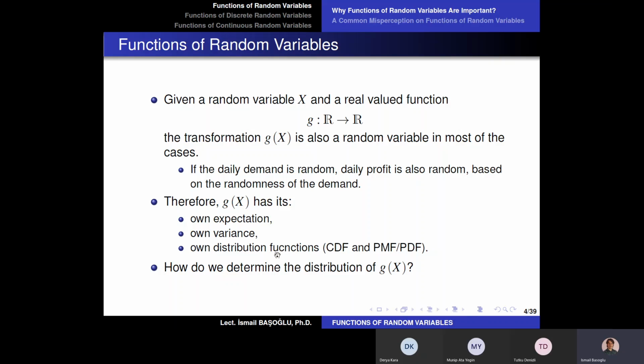So there is a misprint here. I need to correct that one. So the question is this: how can I determine the expected value of a function of a random variable? How can I determine the variance of a function of a random variable? And how can I find the distribution of that function of a random variable?